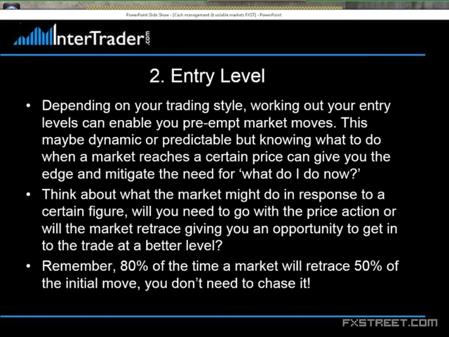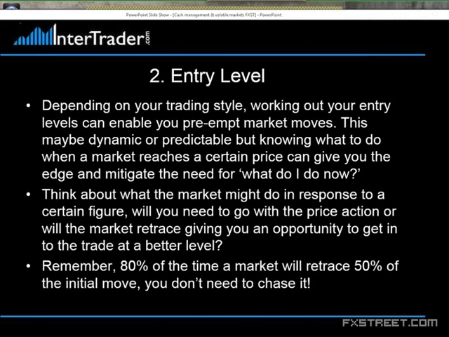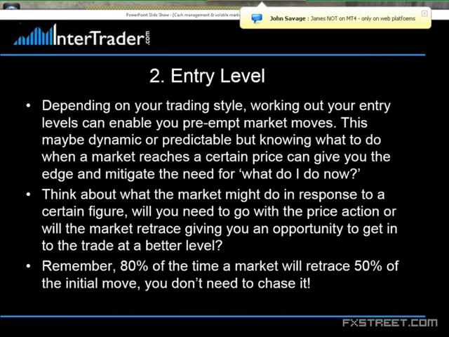Okay? So entry level. Depending on your style of trading, looking at your entry level can let you preempt market moves. Okay? So this might be more dynamic or predictable, but knowing that when a market reaches a certain price can give you an edge. Okay? And what do you do now? So again, think about what the market might do in response to a certain figure. You need to go with the price action or get into the retracement.